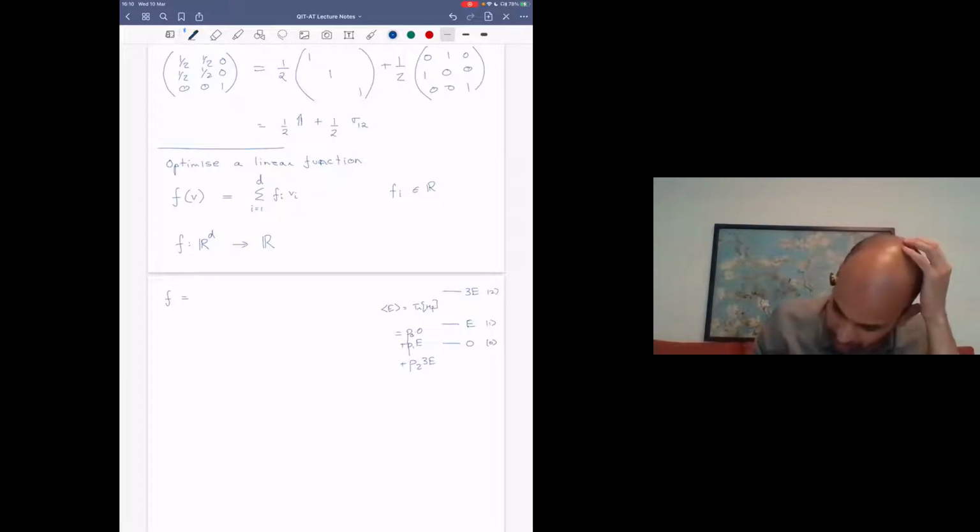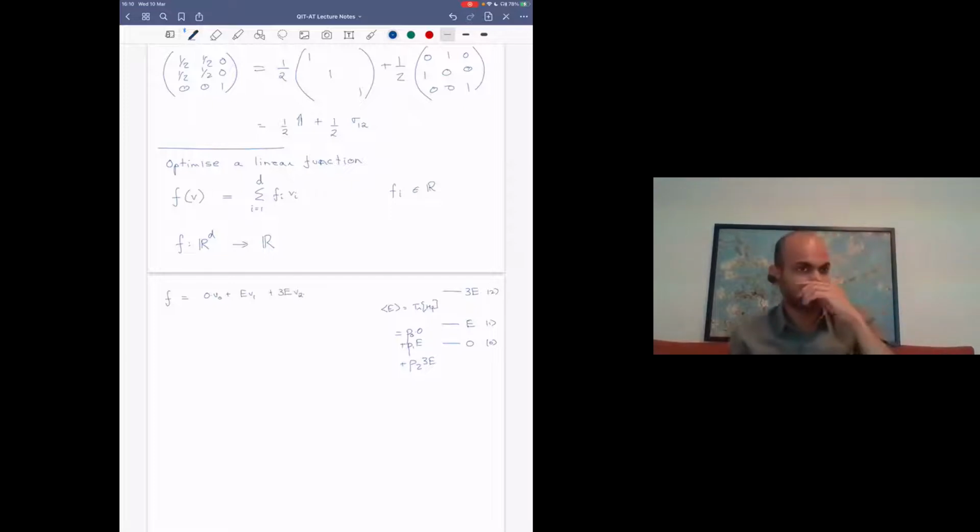So I'm going to pick the function now to be like this. It's going to be 0 times V0 plus E times V1 plus 3E times V2. Okay? And I want to optimize this.